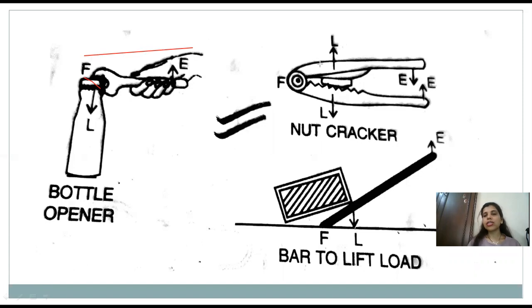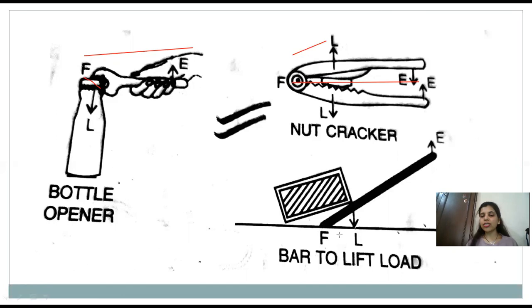Even here the measurement, that is this particular length, and when you compare this length, because from the fulcrum till the position of the effort, from the fulcrum till the position of the load, so you can see that effort arm is greater than load arm, and hence MA is greater than 1, and that's why nutcracker also acts as a force multiplier.